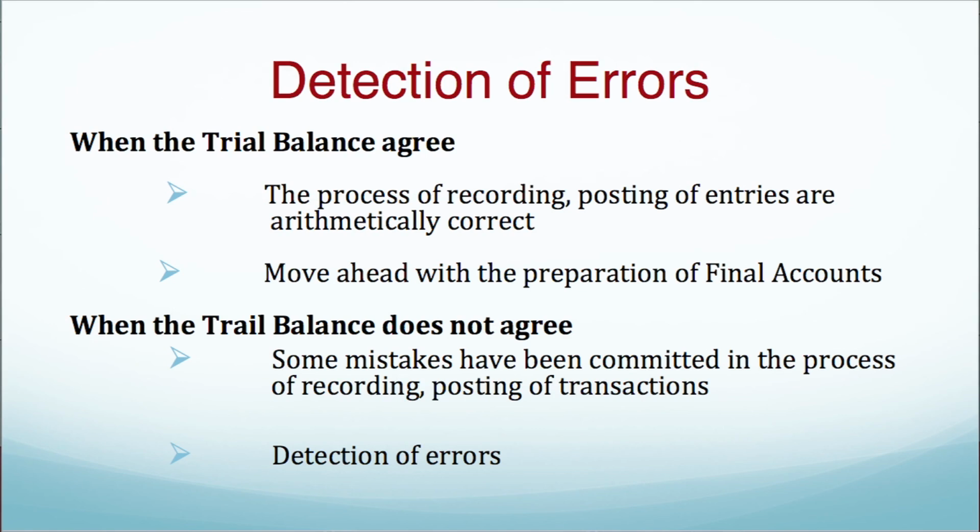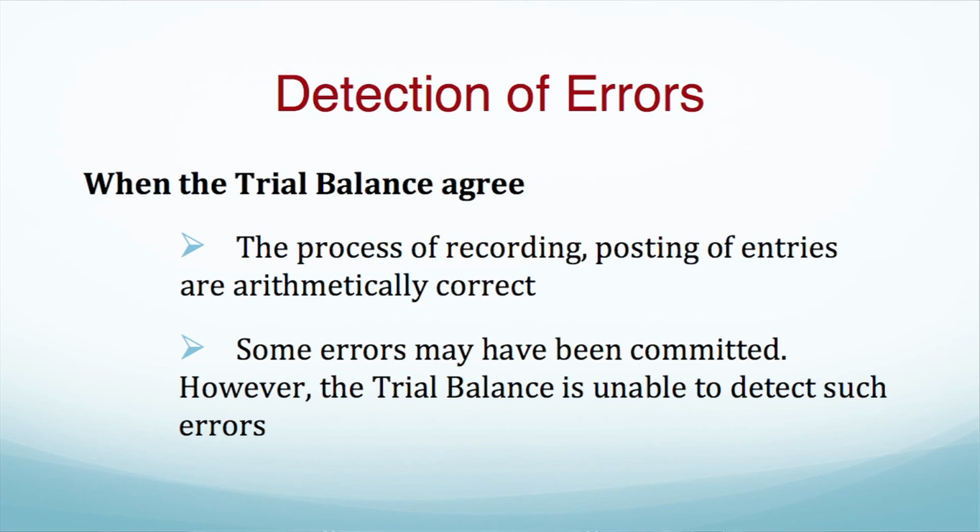When the trial balance does not agree, we have to detect the errors that we have committed either in recording the transactions in the journal, or in posting the transactions from journal to ledger, or in balancing the ledger, or in some other part. When the trial balance agrees, we generally say that the process of recording the transactions is arithmetically correct. Here, an important point is that even though the recording is arithmetically correct, some mistakes may have been there, but the trial balance is unable to detect such errors.